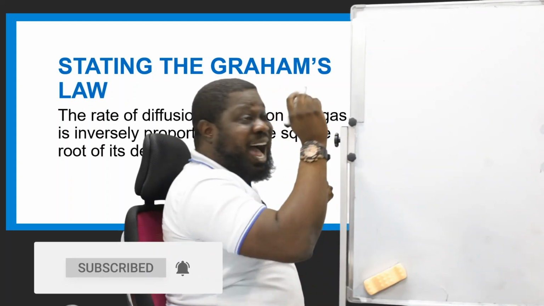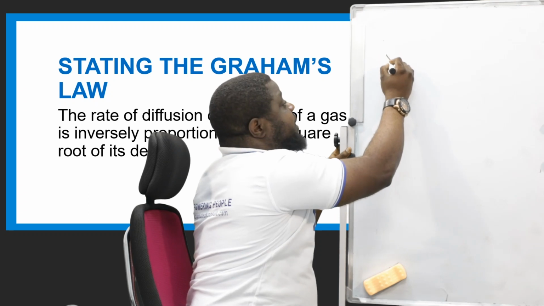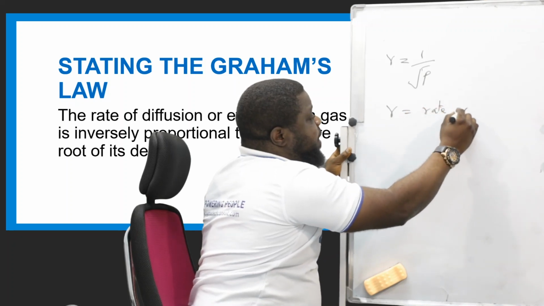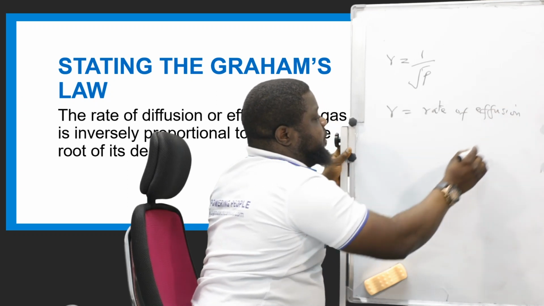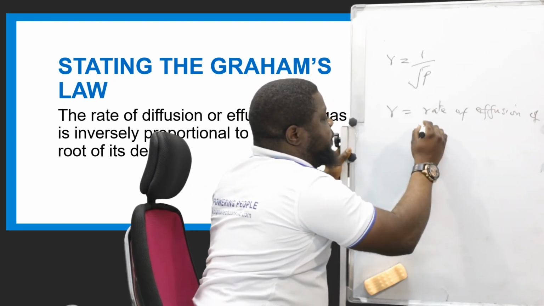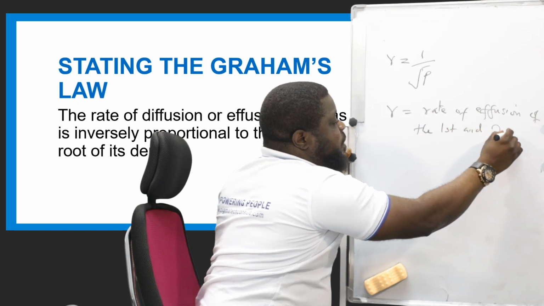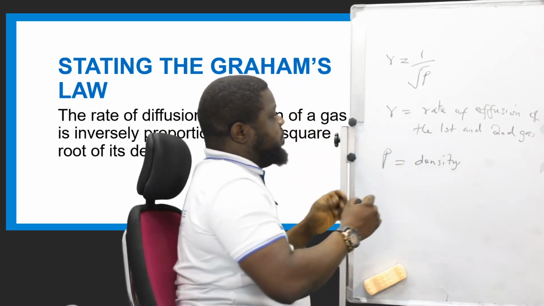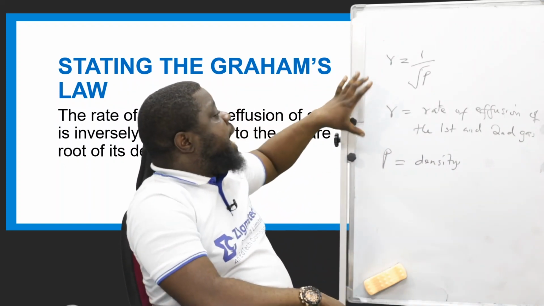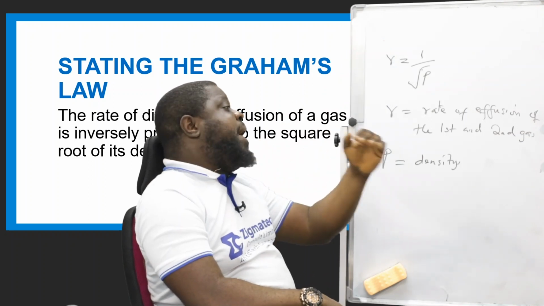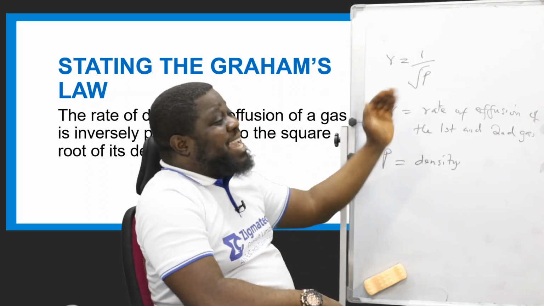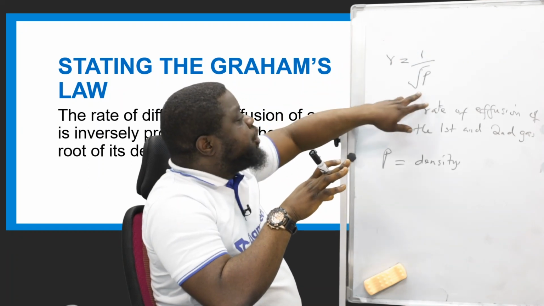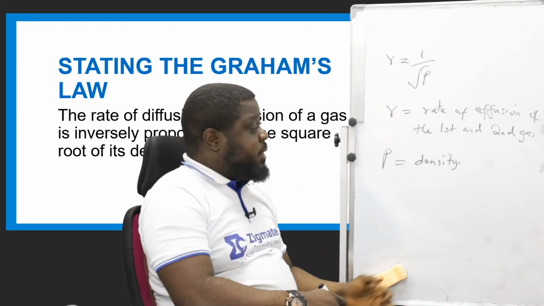can still be written as rho equals 1 over the square root of p, where rho is the rate of effusion of the first and second gas, and p, we know, is the symbol of density. So like I said, when you calculate R1 and R2, it gives you the rate. Then when you calculate M1 and M2, it gives you the density. It's a very simple thing. Then when you get the two, the rate and the density, you say the rate is equal to 1 over the square root of the density. Then you get your answer.